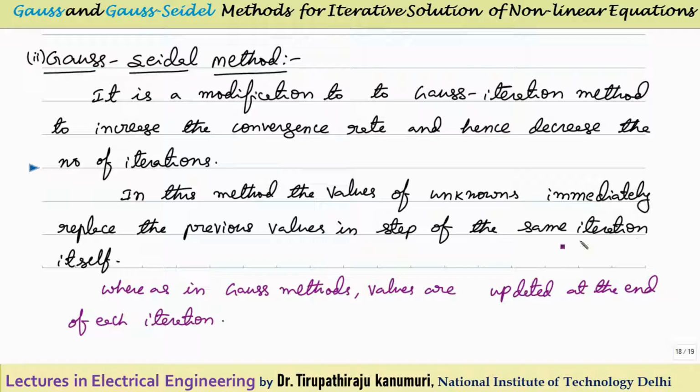Whereas in the case of the Gauss method, we calculate the value of x because we substitute the values of x and y in the iteration. Only after completing one iteration will the new updated values be substituted in the next iteration. Whereas in the case of the Gauss-Seidel method, let us assume two simultaneous equations, a first equation and a second equation. Whatever value is obtained from the first equation, that updated value is substituted in the second equation to get the convergence at a faster rate.